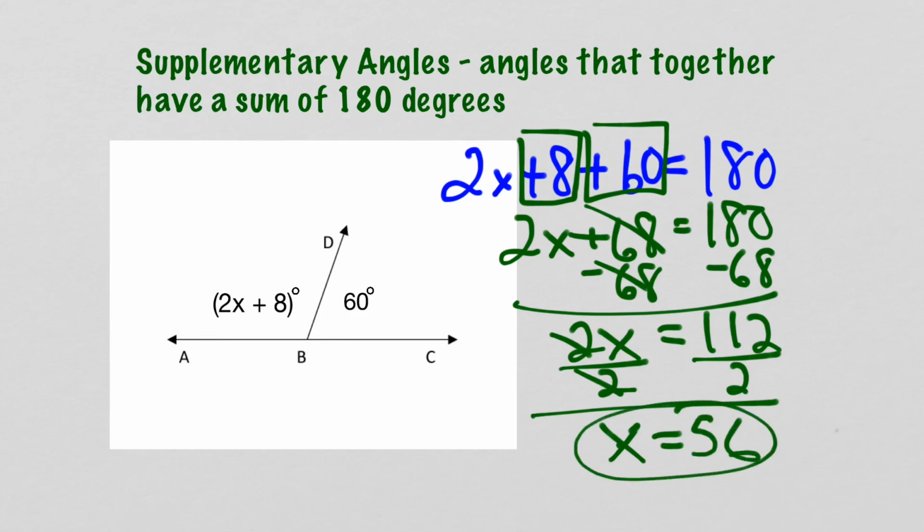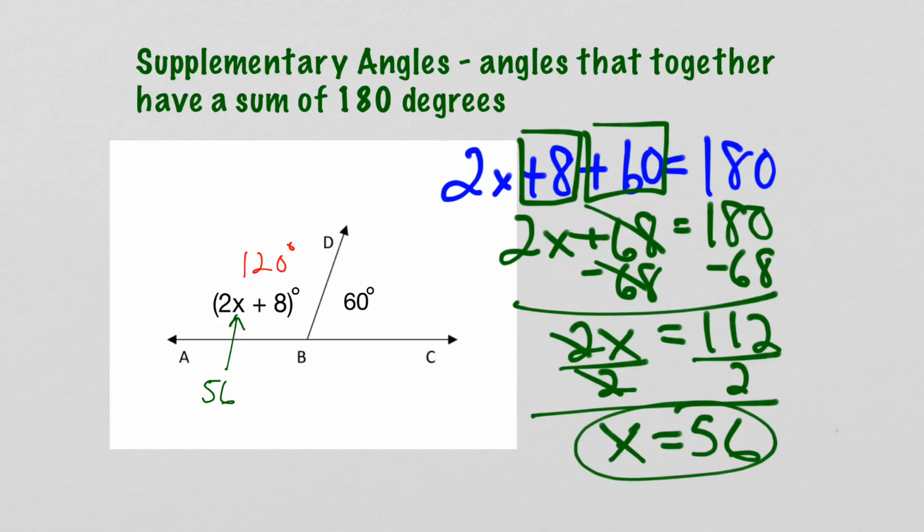All right, now again, don't confuse the value of x with the value of the angle. The angle itself has to be 120 degrees because 120 and 60 make 180. What we are saying with 56 is we are saying that this x right here is equal to 56. If I plug that in, 2 times 56 plus 8, that will give me the 120 that the angle is. Okay? So again, supplementary angles have a sum of 180 degrees.